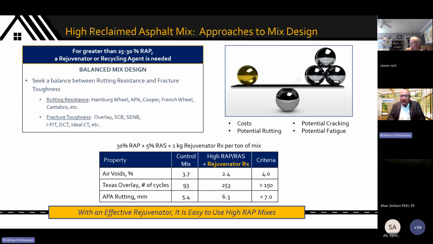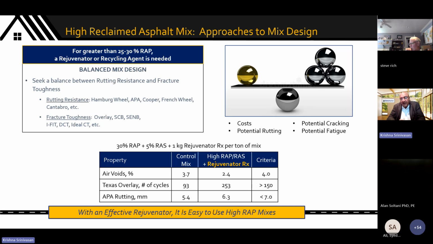Rutting resistance, measured either by a Hamburg wheel or an APA or a Cooper wheel or a French wheel, sometimes even Cantabro is used. So any number of different techniques, you judge the rutting resistance, the rutting potential of the mix that you've created. And for the toughness part of it, any number of crack resistance. This is really an alphabet soup. You have Texas overlay, you have SCB, semicircular beam bend, you have single edge notch beam bending, you have IFIT, you have DCT, you have ideal CT, any number of different techniques.